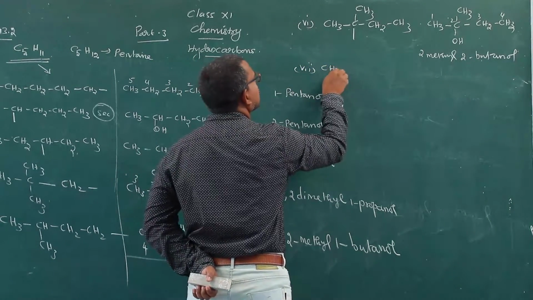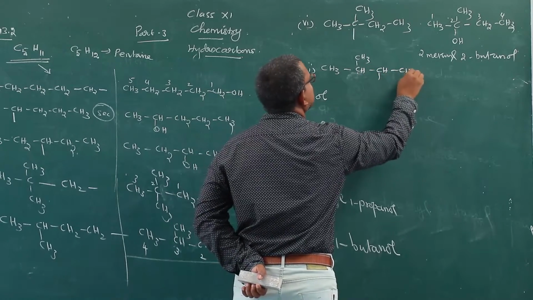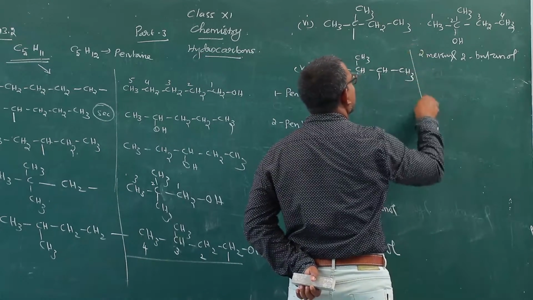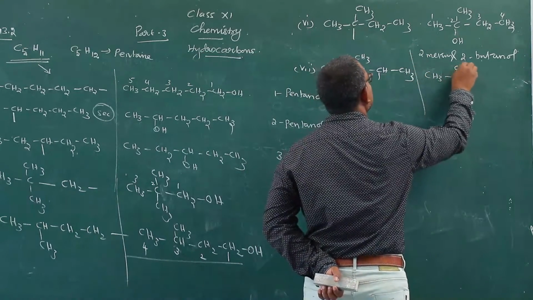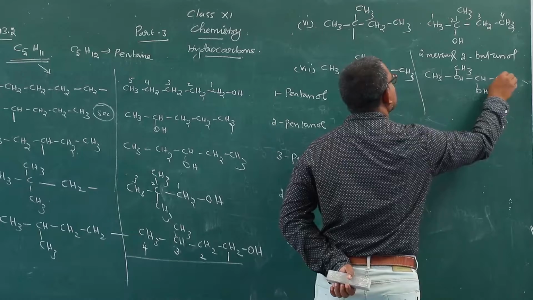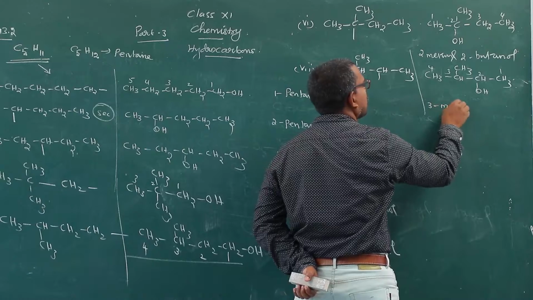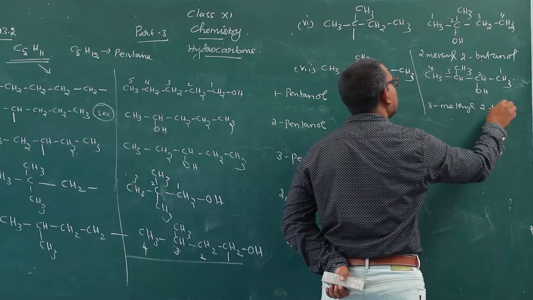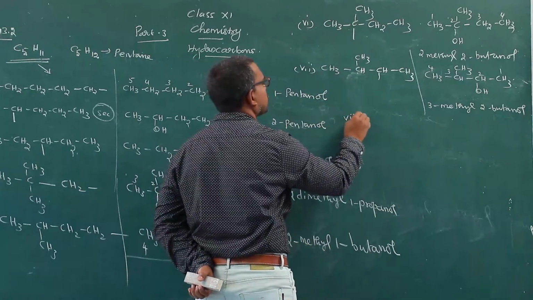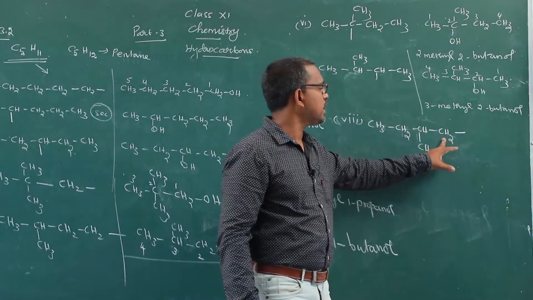Another form is the seventh form, CH3, CH, CH3, CH3 with the corresponding alcoholic compound CH3, CH, CH3, CHOH, CH3. Here also numbering 1, 2, 3, 4: 3-methyl-2-butanol. The last alkyl group is like this: CH3, CH2, CH, CH3, CH2.